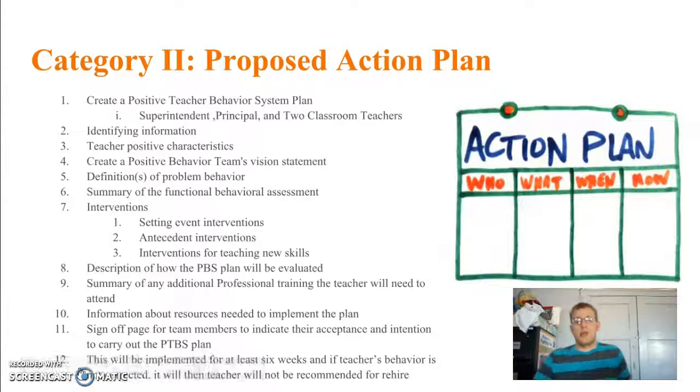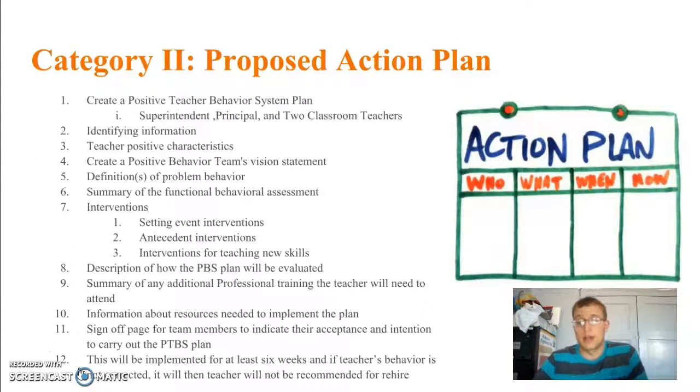Secondly, I would have the current students be moved out of her class into a different first grade teacher's class. And then I would conduct and create a positive teacher behavior system plan. This would include the superintendent, myself, the principal, and two classroom teachers. We'd have a meeting with Miss Horton and sit down with her and present her the identifying behavior information as reported by the superintendent and the parents.